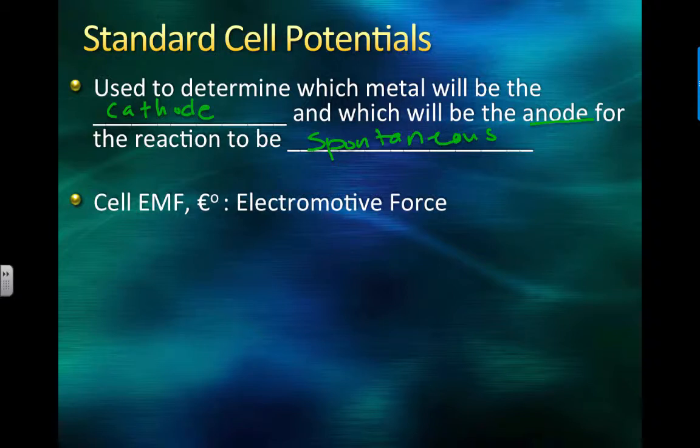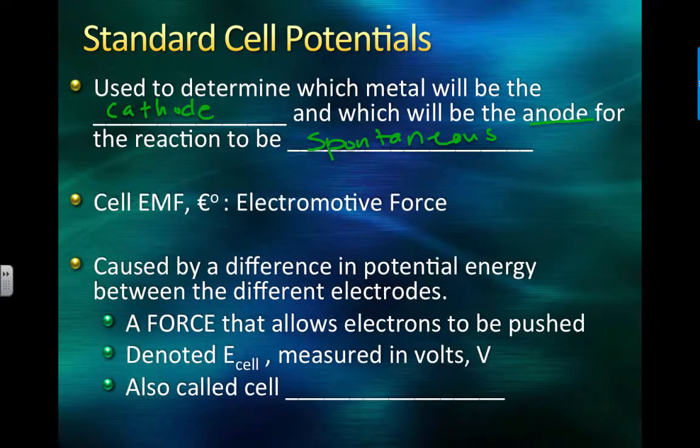We call this energy that's generated the electromotive force, the energy that's making the electrons move. And it's caused because there's a difference in potential energy between the different electrodes. Like if a swing is at the top of its swing, then the potential energy difference makes it fall back down to the ground. This force allows the electrons to be pushed along the wire, and we call it E cell, the cell potential, and it's measured in volts.